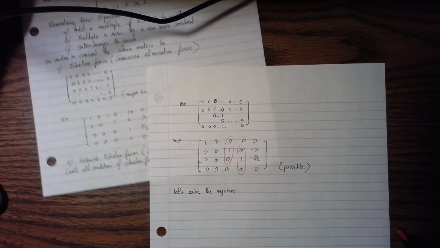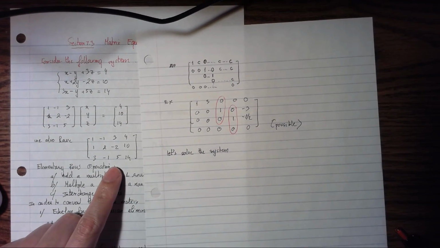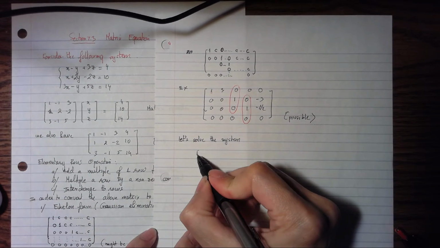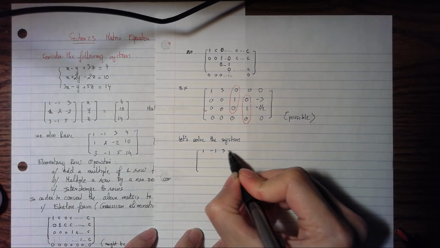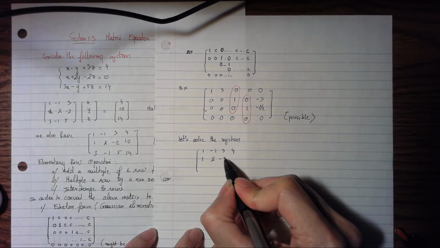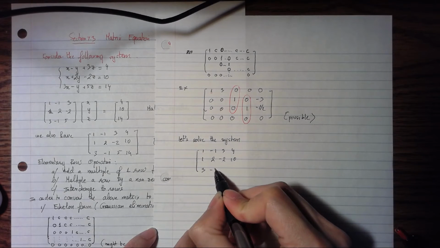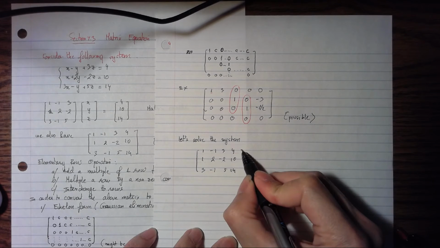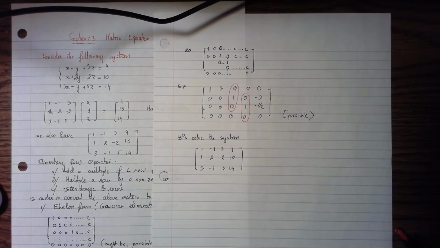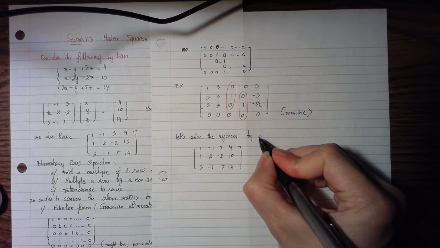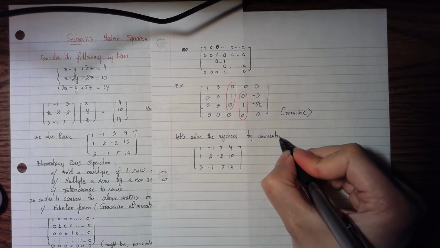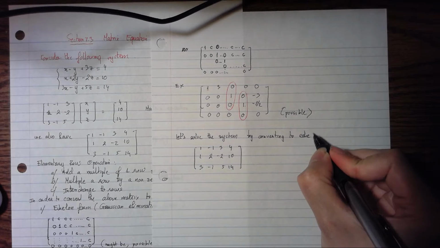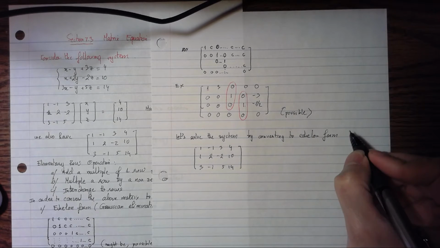I'm just going to rewrite the matrix, and I'm going to convert this matrix to echelon form. Reduced echelon form would be fine, but echelon form would be good. It depends on the question on the test; I may ask you to convert it to echelon form or reduced echelon form. But let's solve the system by converting to echelon form, I mean Gaussian elimination form.